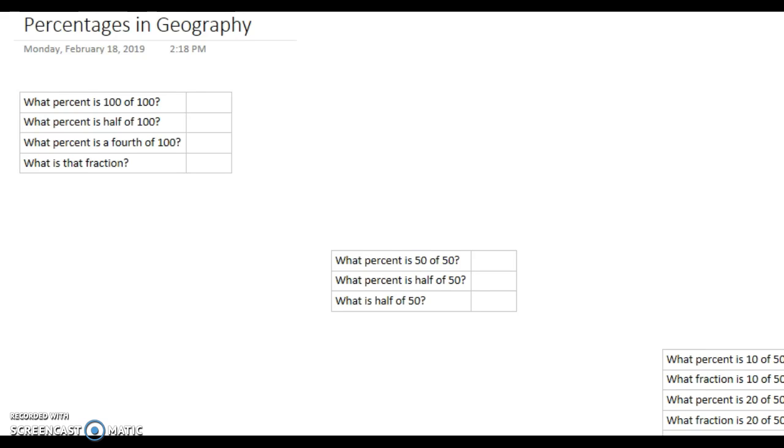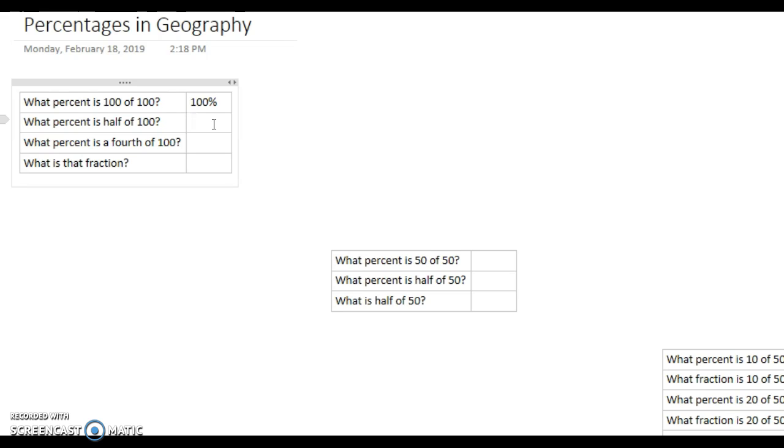So what percent is 100 of 100? And hopefully that was a pretty quick 100%. Make sure you had percent at the end of that. So, yeah, you knew that, didn't you, Sarah? So 100 out of 100 is going to be 100%. And we know that percent, remember we learned, means out of 100.